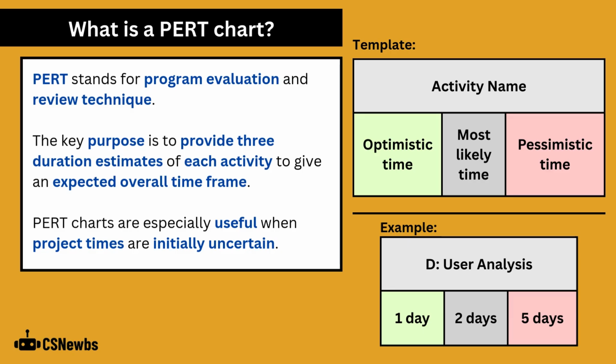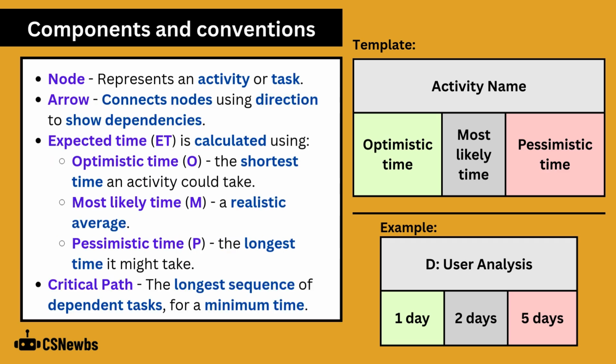PERT stands for Program Evaluation and Review Technique. The key purpose is to provide three duration estimates for each activity to give an expected overall time frame. PERT charts are especially useful when project times are initially uncertain. There are several components in a PERT chart, starting with a node, which represents an activity or task.